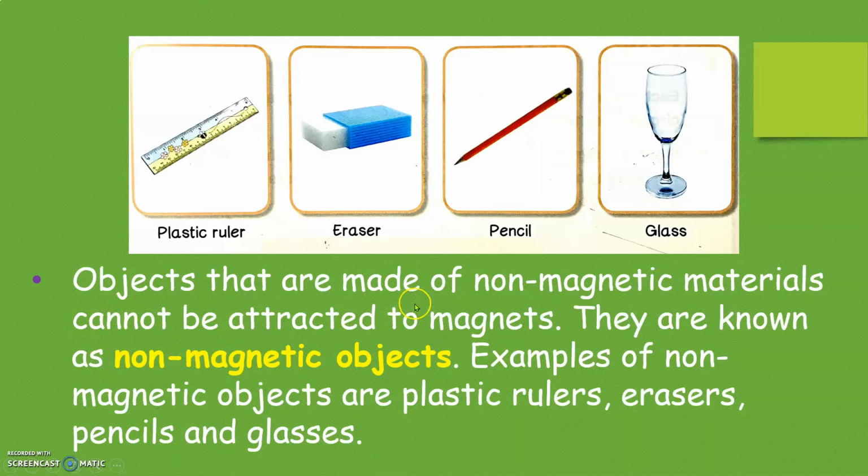Objects that are made of non-magnetic materials cannot be attracted to magnets. They are known as non-magnetic objects. Examples of non-magnetic objects are plastic rulers, erasers, pencils, and glasses.